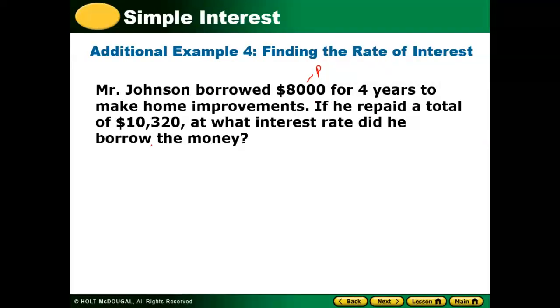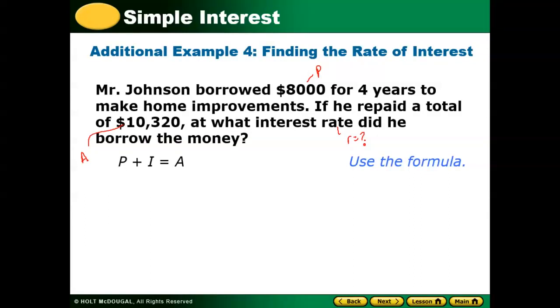If he repaid a total of $10,320, so that's the amount he repaid, right? So we're given amount and we're given principal. At what interest rate did he borrow the money? Here's the thing, we're kind of working backwards in this case. In order to find rate, we have I equals PRT. So in order to find rate, I need to have my interest, my principal, and my time.